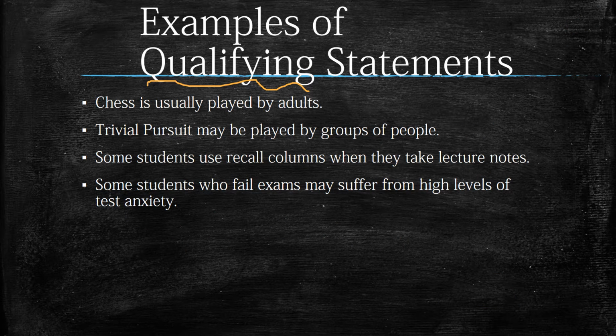Qualifying statements tend to be true. Chess is usually played by adults. Trivial Pursuit may be played by groups of people. Some students use recall columns when they take lecture notes, and some students who fail exams may suffer from high levels of test anxiety.